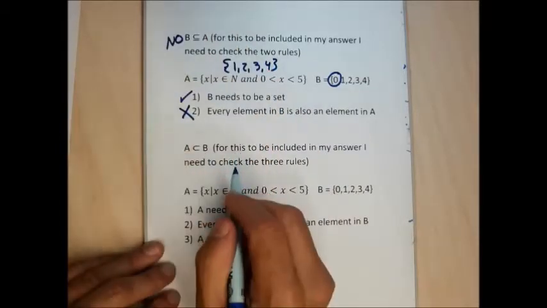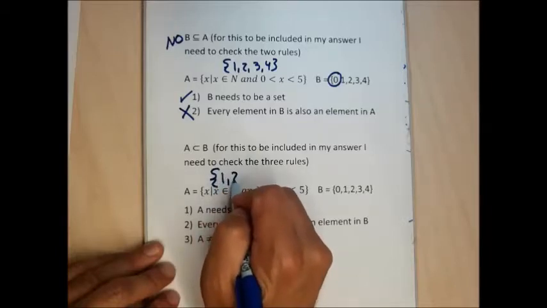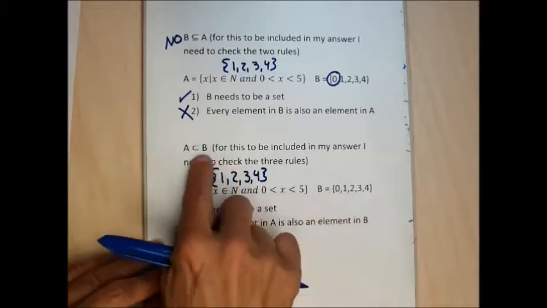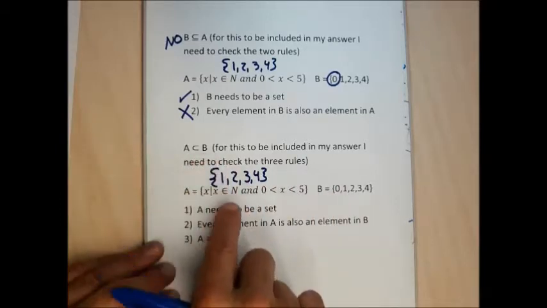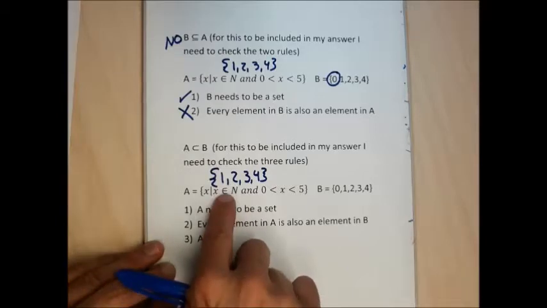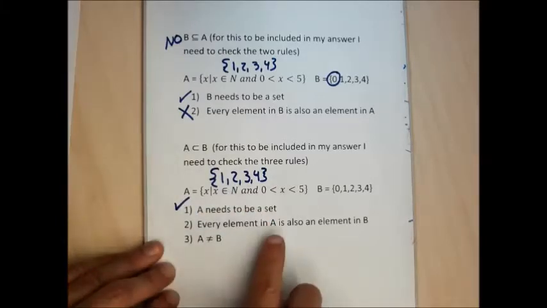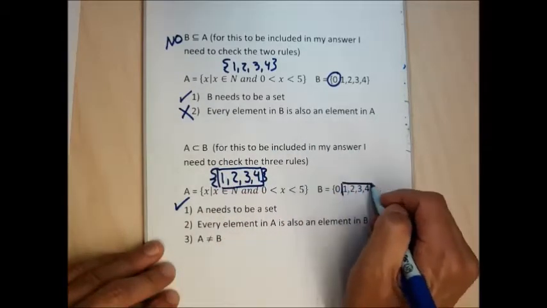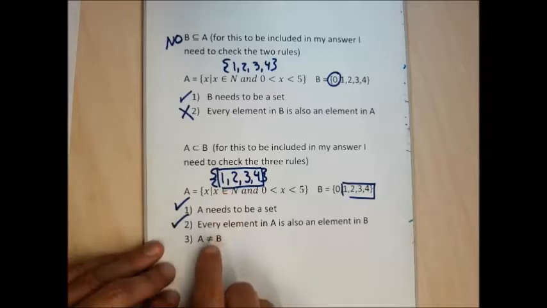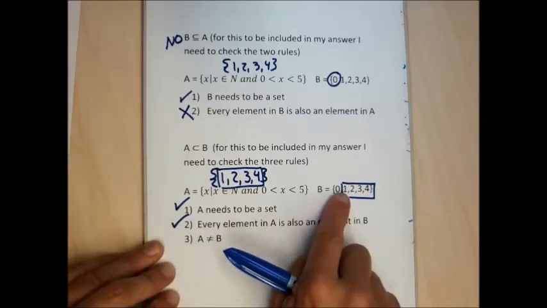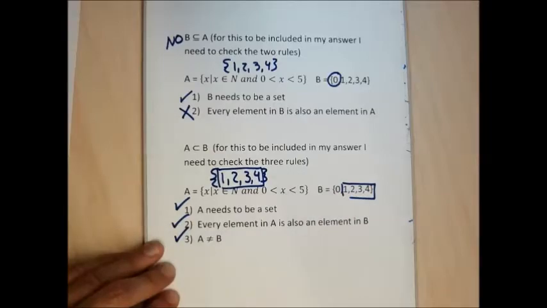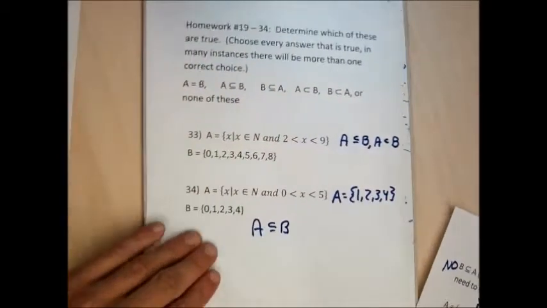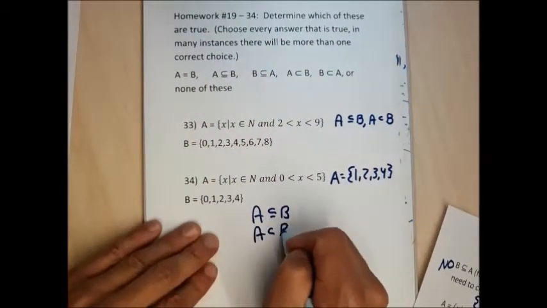Now I'm going to check to see if A is a proper subset of B by comparing the roster form of A, the set 1, 2, 3, and 4, with the roster form of B. For A to be a proper subset of B, there's 3 criteria. First criteria, A has to be a set. It was given in set builder notation, so it's a set. Second criteria, every element in A is an element in B. That rule is satisfied. Last, the sets aren't equal. The sets aren't equal because B has a 0 that A doesn't have. That rule is satisfied, so I'm going to put a big yes for this. And that symbol, A is a proper subset of B, is also going to go in my answer to 34.